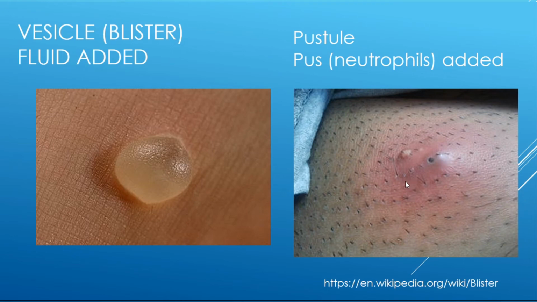So here we have an example of pus. Pus is basically dead and dying neutrophils that are responsible for getting rid of bacteria. So we have an accumulation of neutrophils in an area, which means we're adding more cells to that area, which means that area is going to result in getting bigger. And since this is on a superficial level, it's going to have raised type lesions.